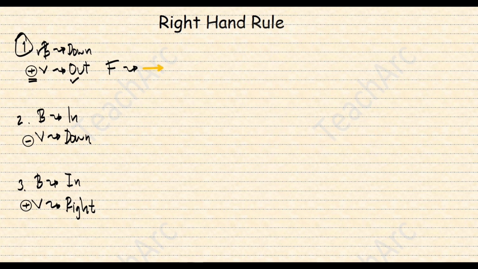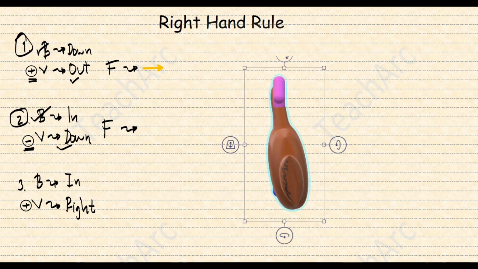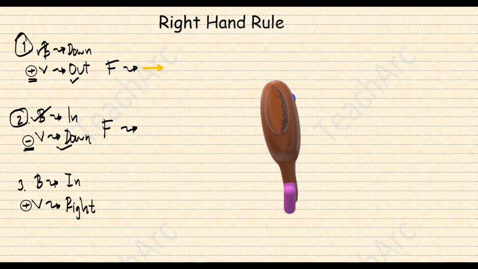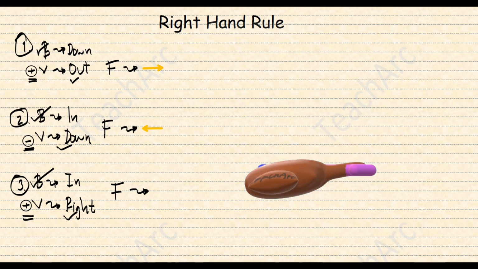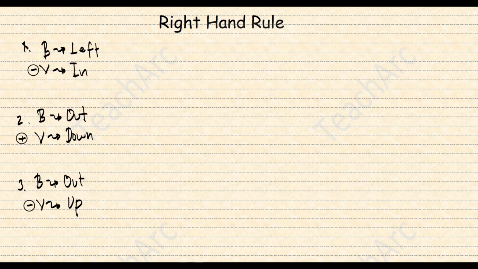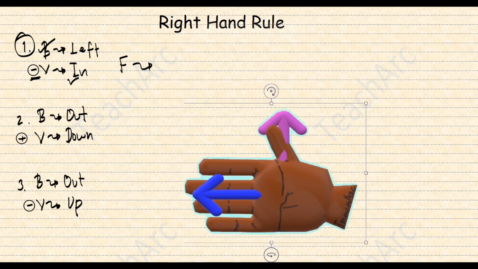Next is a magnetic field into the screen and a negatively charged particle moving down. The direction of your magnetic force should be to the left. How about the third one? Your magnetic field is into the screen again, but we have a positively charged particle moving to the right. The magnetic force should point upward. Try to do this one. You have a magnetic field to the left and a negatively charged particle moving into the screen. The magnetic force should point downward.